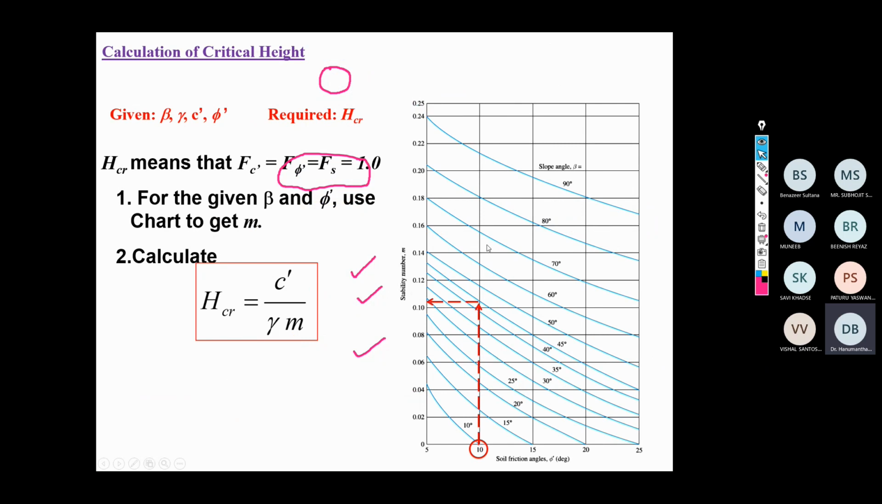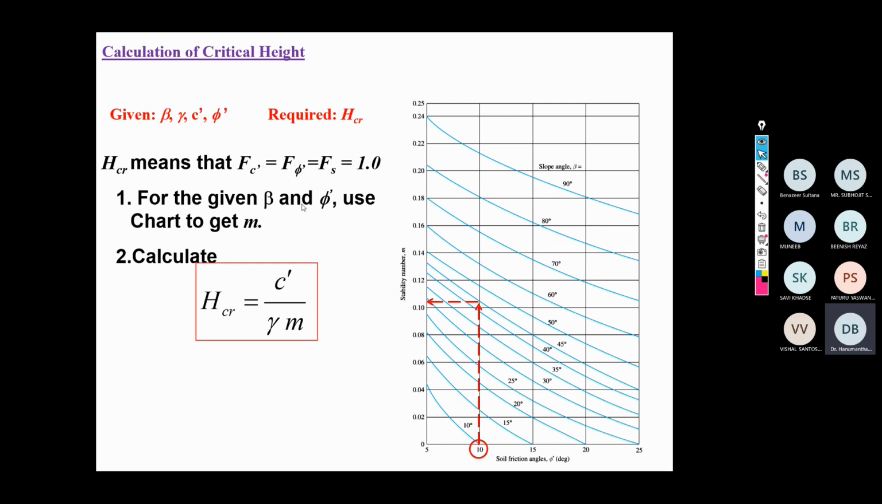So here is a small demonstration. Given beta, gamma, C dash and pi dash, required is H critical. When I say H critical, this inherently makes an assumption that the factor of safety with respect to cohesion, with respect to angle of internal friction, and with respect to strength are unity.